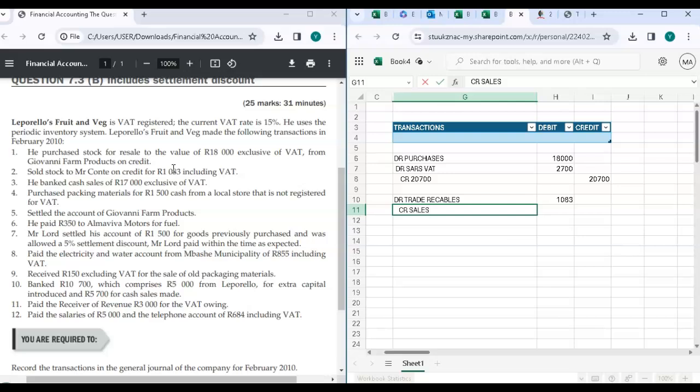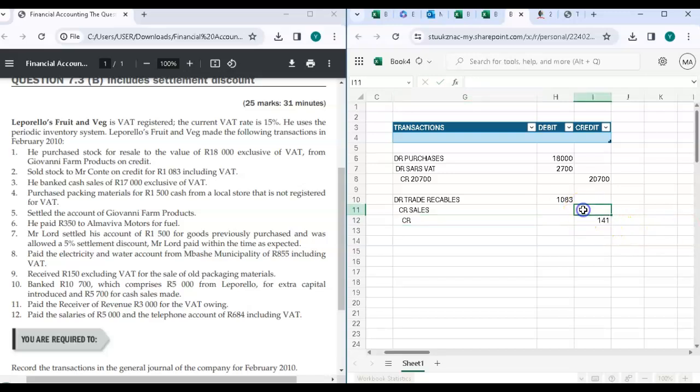So if you calculate the VAT now, it's 1,083 times 15 over 115, because this is the 115. If I do that, I will get the VAT to be 141. So I know there'll be two credits, and I'll tell you just now why. But I know VAT will be 141.